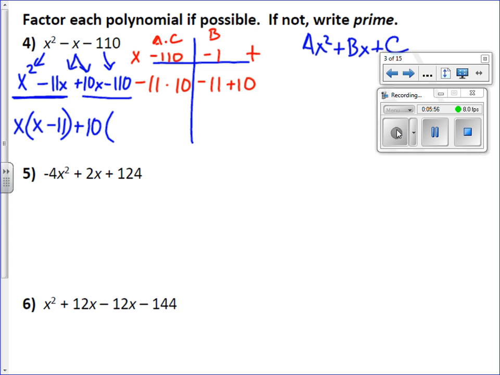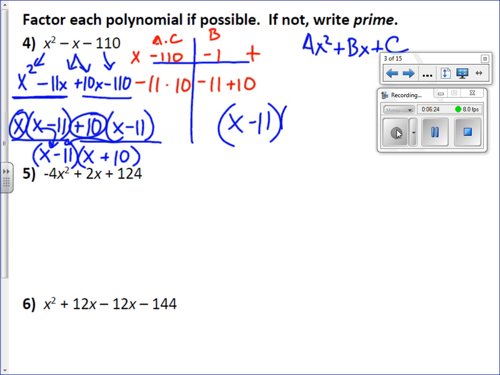And if I factor out the 10, I get x minus 11 as well. So my common factor between these two sets is x minus 11. They both have an x minus 11 in common. When I take the x minus 11 off, I'm left with an x, and when I take the x minus 11 off of that, I'm left with a plus 10. And so x minus 11 times x plus 10 are the two binomial factors of x squared minus x minus 110.